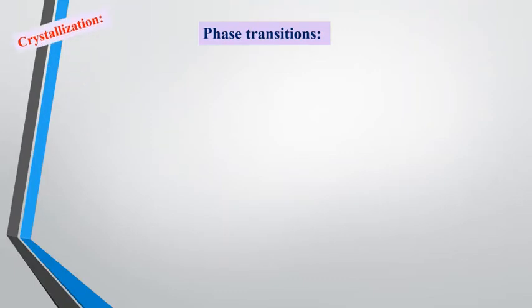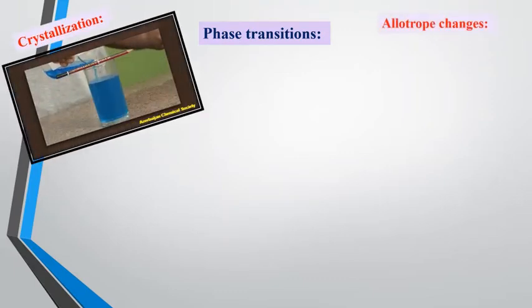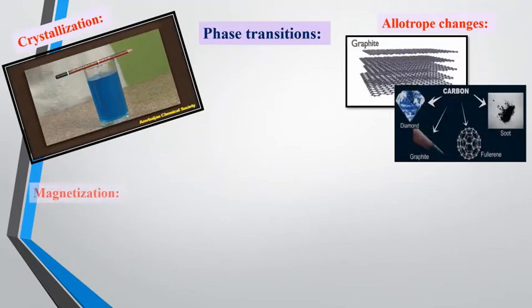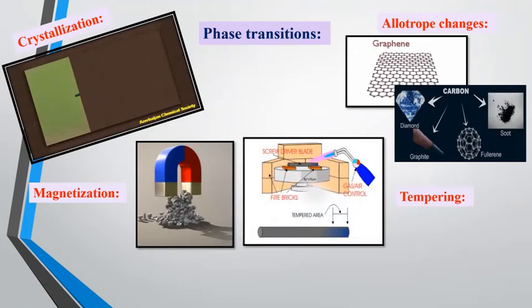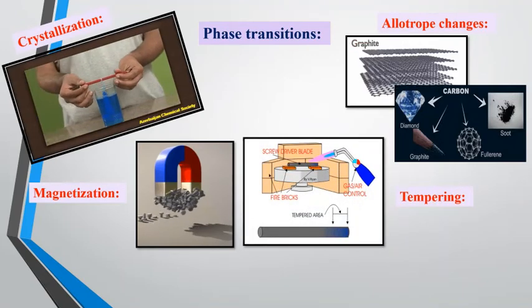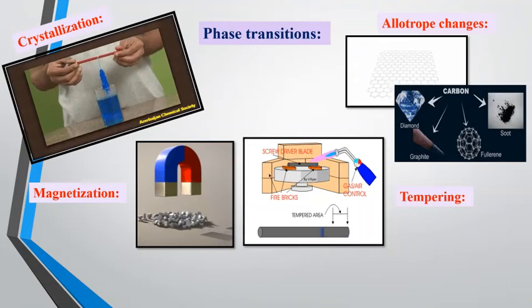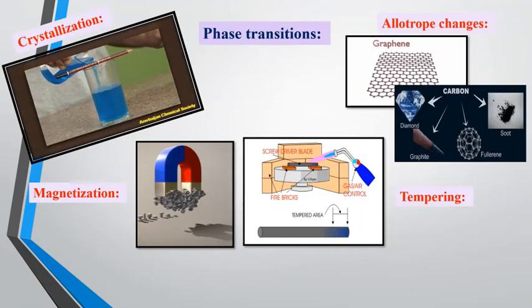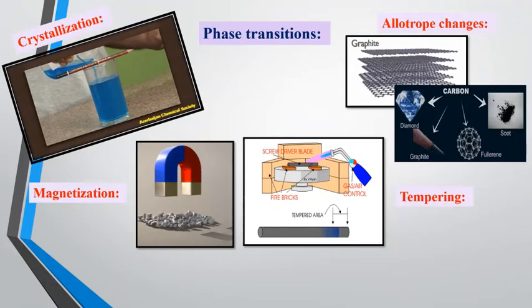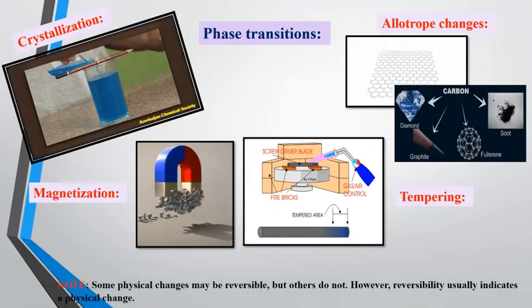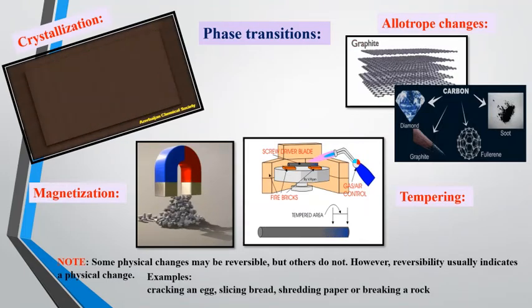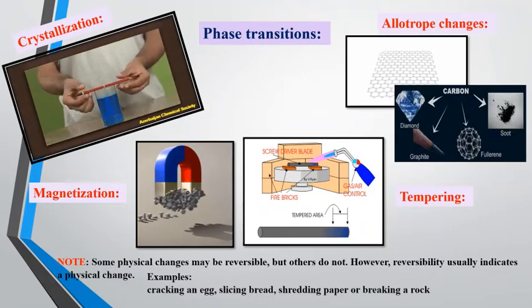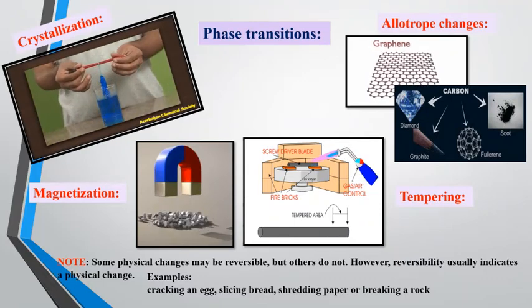Alright? More phase transitions like crystallization. Alright? And then allotrope changes. Okay? Magnetization and tempering. If you can see here, all of these have changed their form, their color, but their chemical composition remains intact. So these are still examples of physical changes. And take note that some physical changes may be reversible, but others are not. However, reversibility usually indicates a physical change.